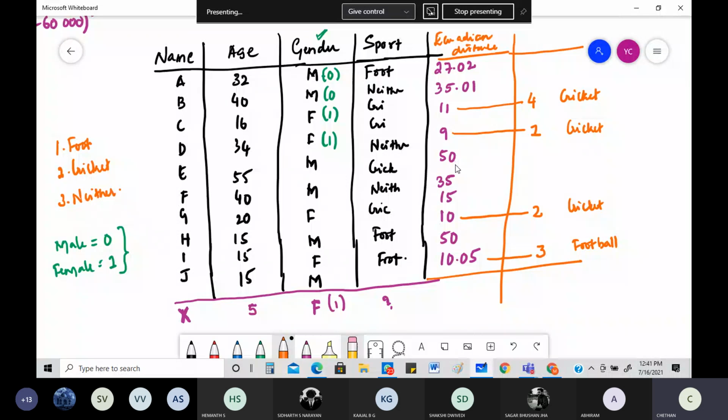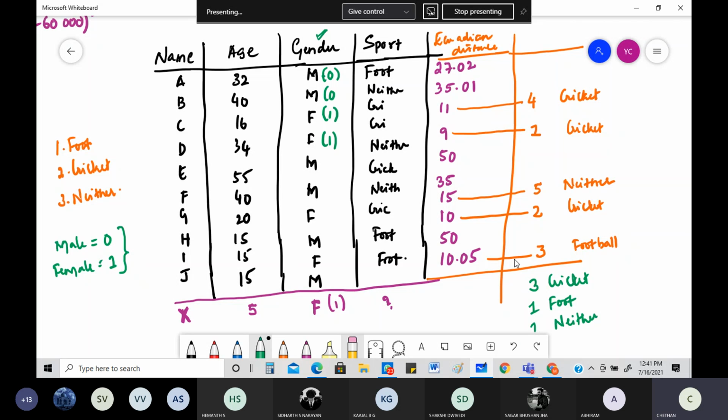After 11, what's the next value? 15. This is my fifth value. And what is 15 playing? 15 is playing neither. I wanted to show this one, it is very important. So what is the count you got at last? You got 3 cricket, 1 football, and 1 is not going to play anything, neither.